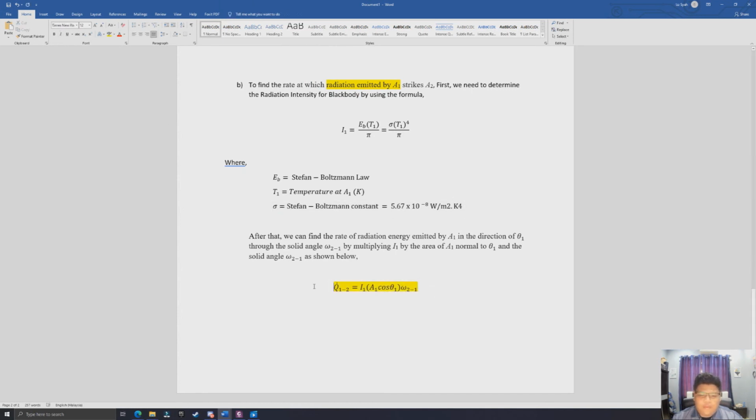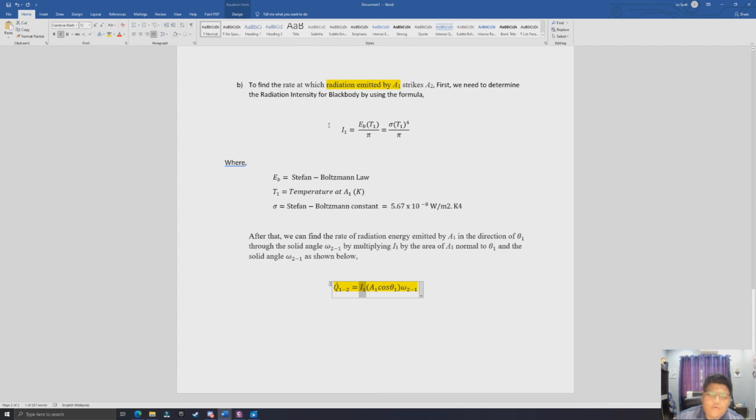Q, the rate of radiation emitted, is equal to I A1 cos theta 1 omega 2 to 1. As you can see in this formula, we have I, A, theta, and omega. For A1, we have the information. Theta also we have. Omega we calculated in question A above. So here we have no I. What is I? I is the radiation intensity for a black body.